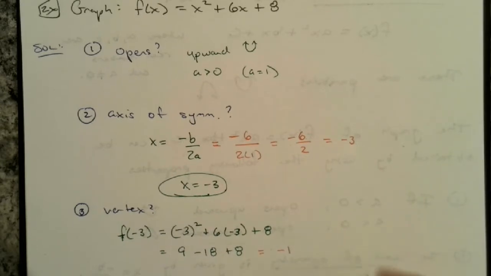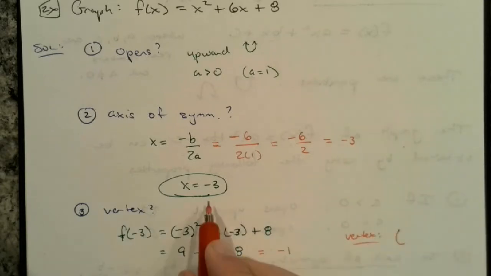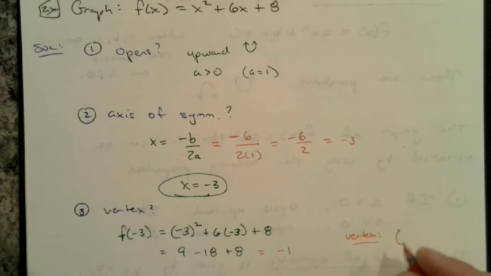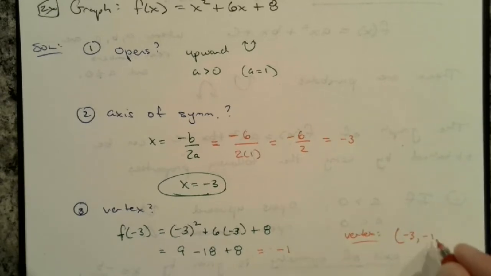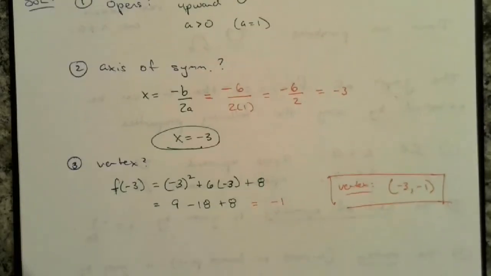So the vertex, right, has an ordered pair. So here's my vertex. We just found it as an ordered pair. The x value is what you subbed in, the -3. The y value is what you got out, the -1. So I know this point, -3, -1, is going to be on my graph.